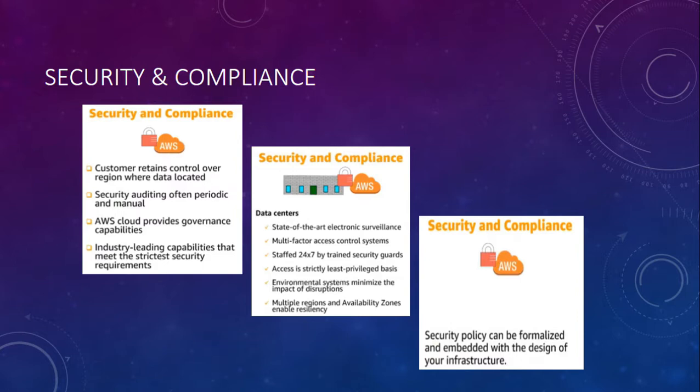Okay, so the environmental systems are designed to minimize the impact of disruptions to operation. And multiple geographic regions and availability zones allow you to remain resilient in the face of most failure modes, including even natural disaster or system failure. And since AWS assets are programmable resources, your security policy can be formalized and embedded with the design of your infrastructure.